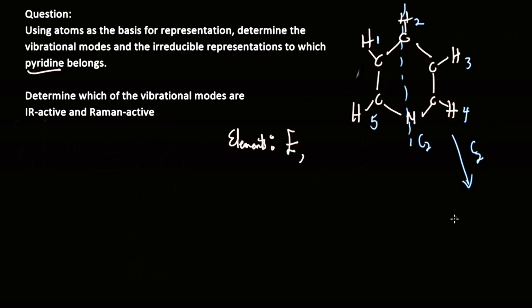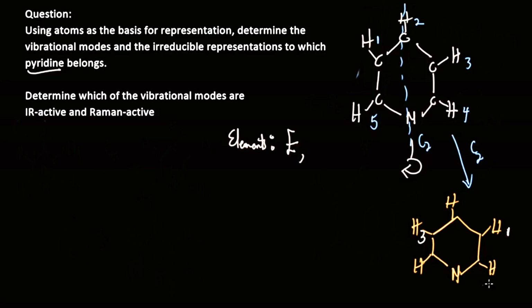When we carry out the C2 operation, we're going to have the structure flipped, because we simply rotated here. So this one comes here and becomes 1, this one comes here and becomes 3. So we have 5 and we have 4, right? So this is the C2 operation. It's still the same as this structure, right? So the C2 operation is possible.